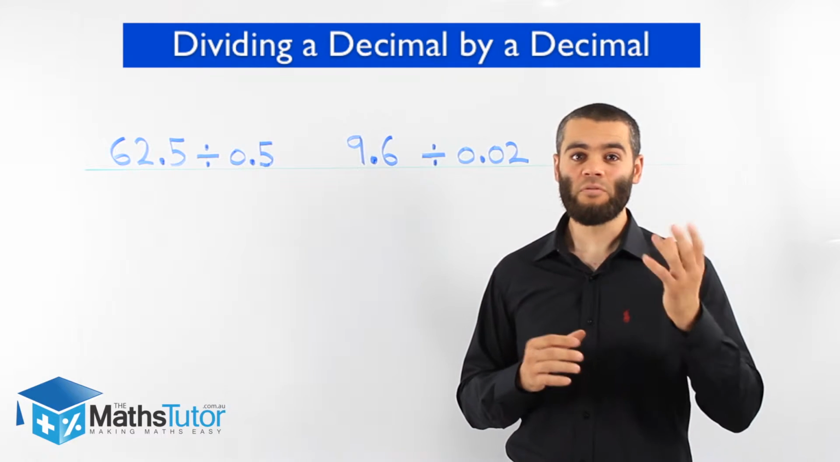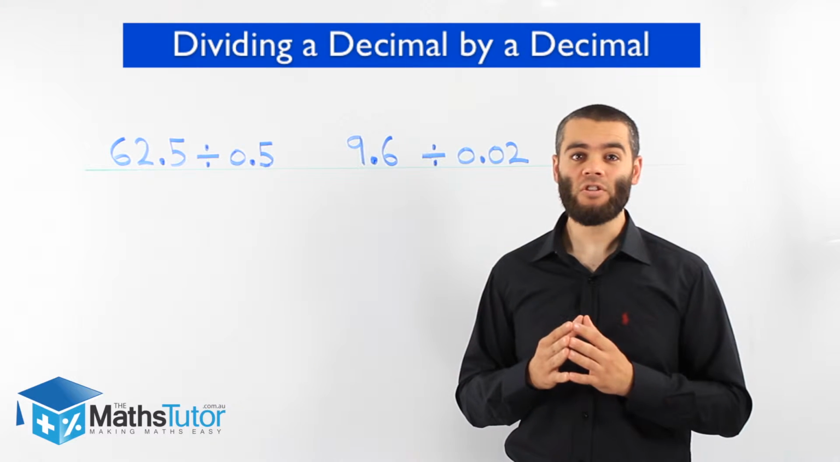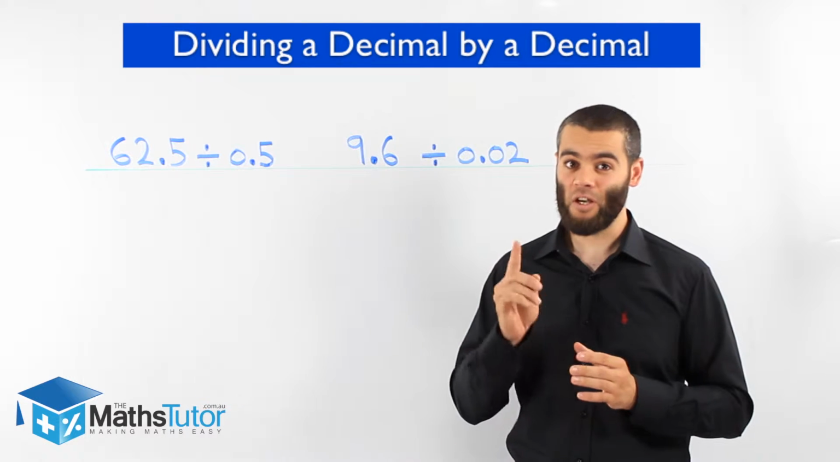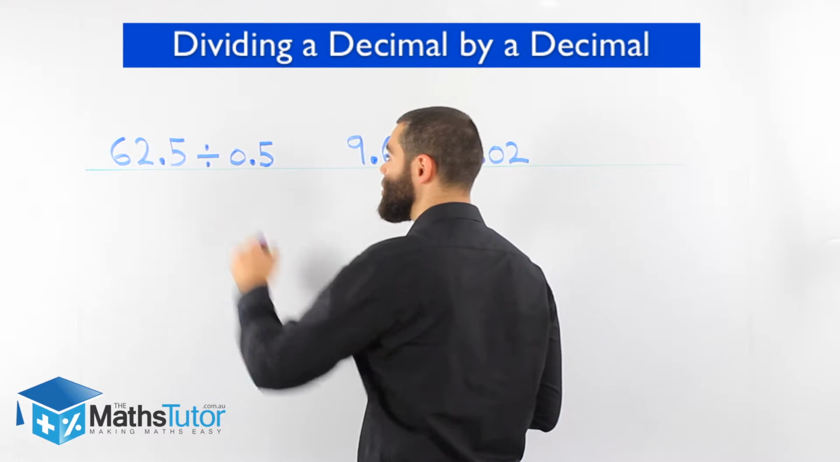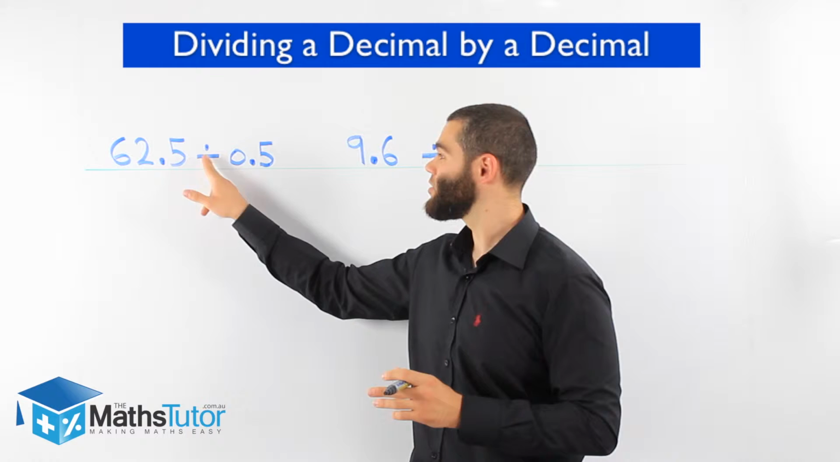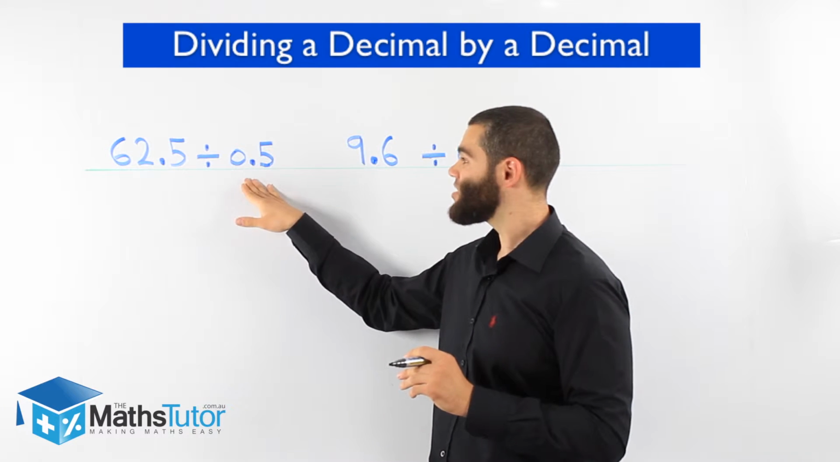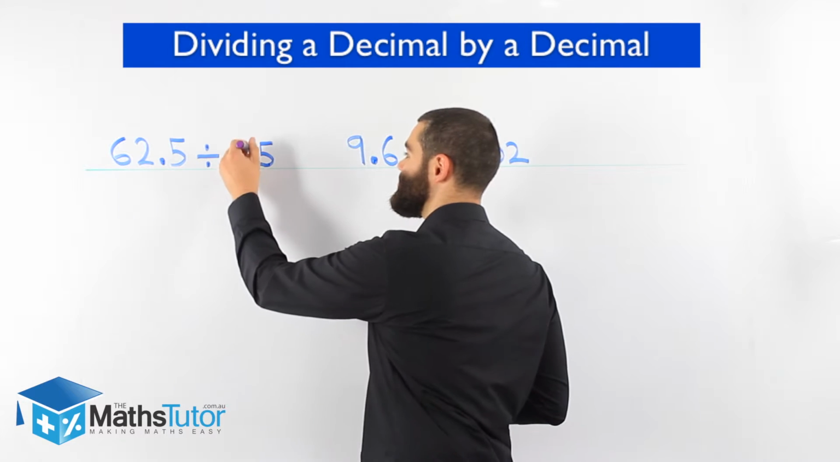Simple. Since we can't divide a decimal by a decimal, we have a trick. We change so we can actually divide a decimal by a whole number. I'll show you how it's done. Let's do it. 62.5 divided by 0.5. A decimal divided by a decimal. It can't be done. So we change this decimal to a whole number. Then we can do it. Let's see.